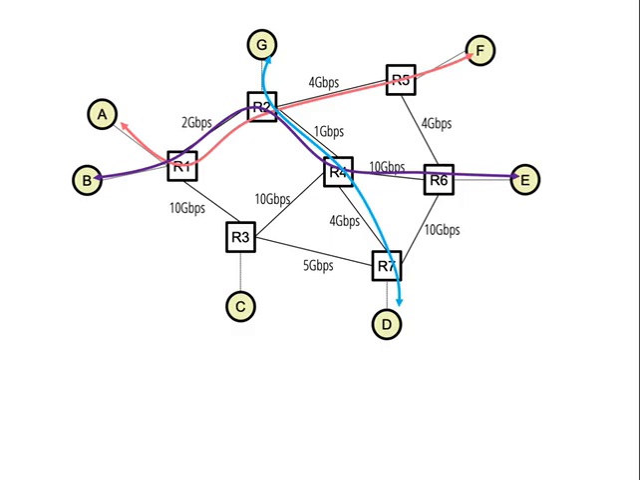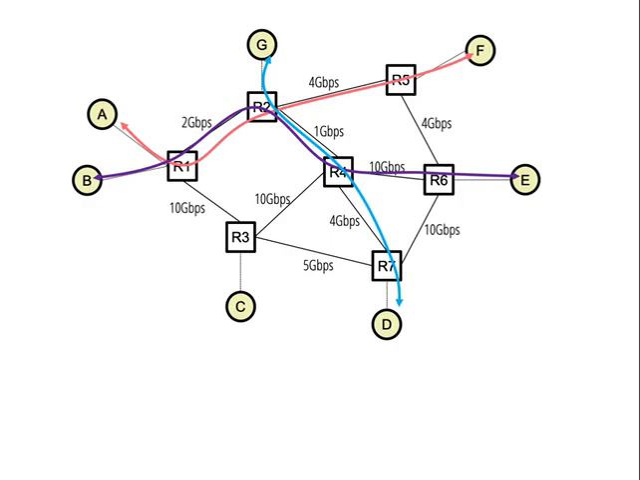A should be sending at 1, A is only sending to F, so A should be sending at 1.5. How many people think that's a good answer? No, you were right with 1.5. 1.5 was a good answer. So A should be sending at 1.5 is going to be our argument.